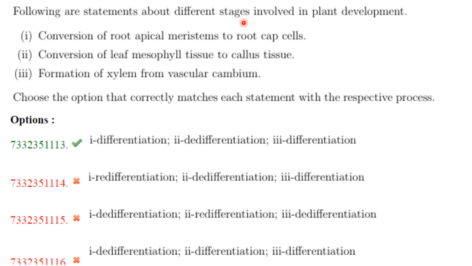Now before coming to the option, let me tell you what is differentiation. That is a process through which meristematic tissue undergoes permanent change to form specialized cells in the plant body. That is called differentiation. And what is de-differentiation? The phenomenon of the reversion of mature cells to the meristematic state leading to the formation of callus is called de-differentiation.